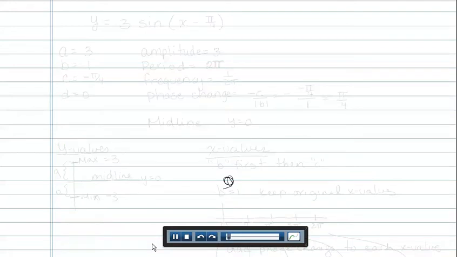Alright, what we're going to do right now is some graphing. So let's say that I give you y equals 3 sine (x minus pi/4).